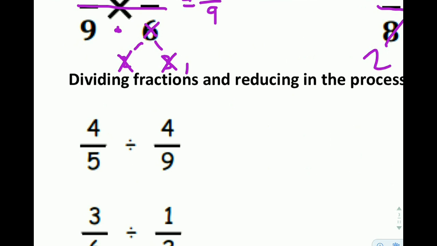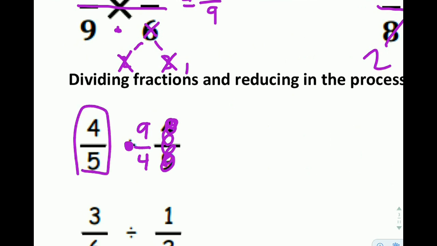So now let's do something that's a little bit less intuitive. We have 4/5 divided by 4/9. What we are really saying is 4/5 times 9/4. So we are taking the reciprocal and then multiplying. We are flipping the second fraction, multiplying. The first one stays exactly as it is. We don't touch that. But we flip the second one. And then we can do what we did above.